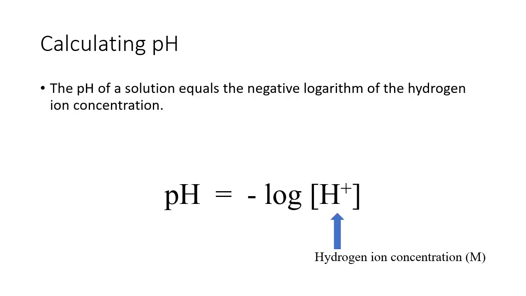So we've talked a little bit about how pH is measured, and now we're going to take a look at how pH can be calculated. The pH of a solution is equal to the negative logarithm of the hydrogen ion concentration. If we take a look at our equation, we have pH equals the negative log of the concentration of H+.